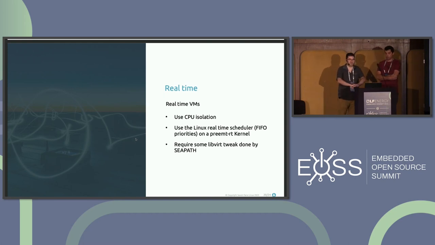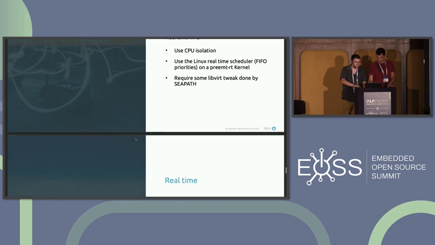On CPAS, we have to deal with real-time constraints in order to have low latency network, for instance. These are particular VMs. They have to be pinned on a specific CPU, and you have to use CPU isolation if you want to have good real time. We also need to use the real-time scheduler, and some libvirt tweaks. All this configuration is already done by CPAS.